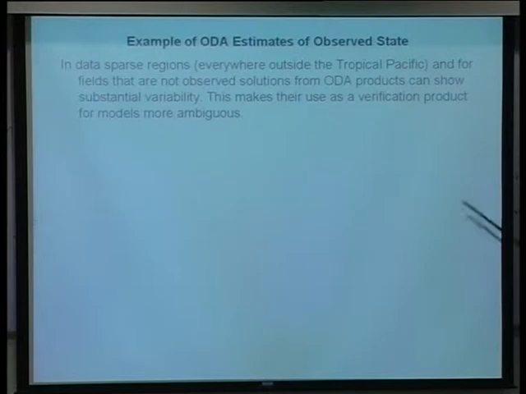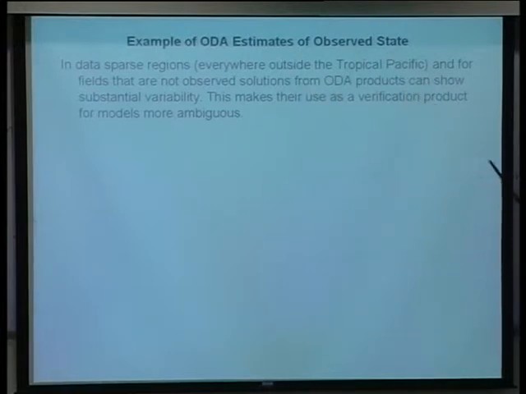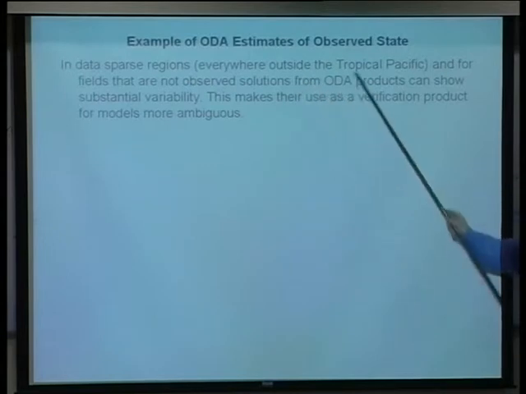Okay, so the point I wanted to make here is that, as we've seen, there are a lot of places in the historical record where there's not a lot of data. What that means is that the models are going to determine a large part of the solution. So in these data-sparse regions, and for certain fields that are not observed, for instance, most people these days assimilate temperature. As Argo comes on, they'll assimilate temperature and salinity.